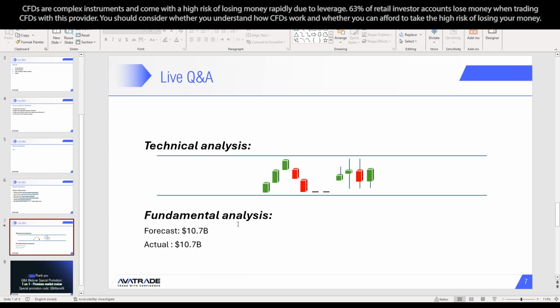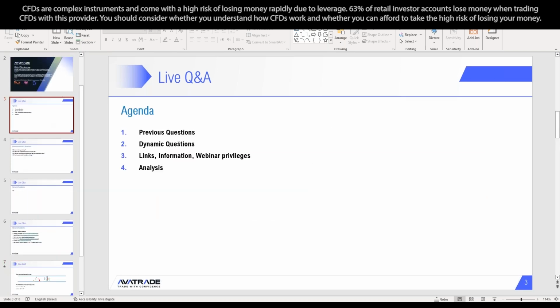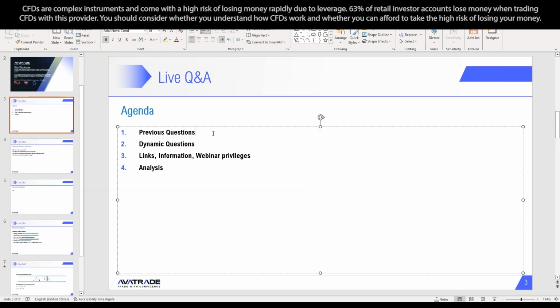This bit here is, again, an example to explain about analysis. But as always, you guys know that we're getting questions regarding analysis anyway, and I would rather cover that part on the chart with live data and not use the example here. So we have previous questions, dynamic questions, this bit with the links, and the analysis that we can perhaps use to show you some examples.